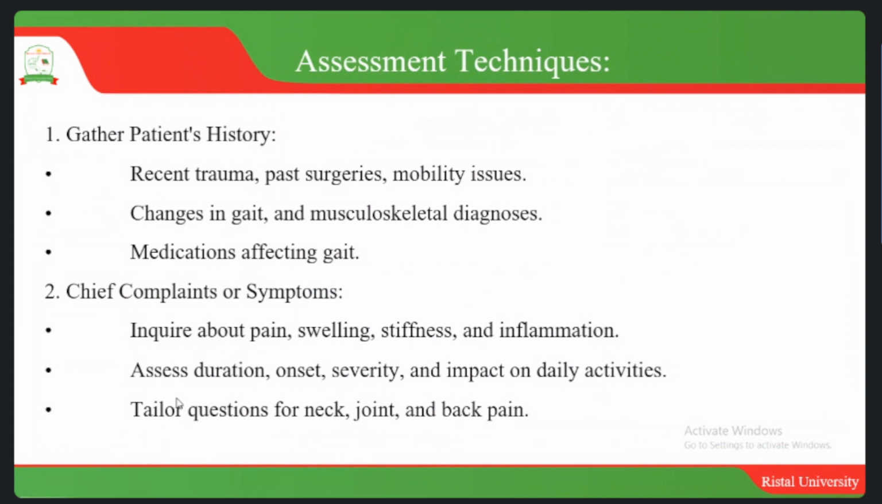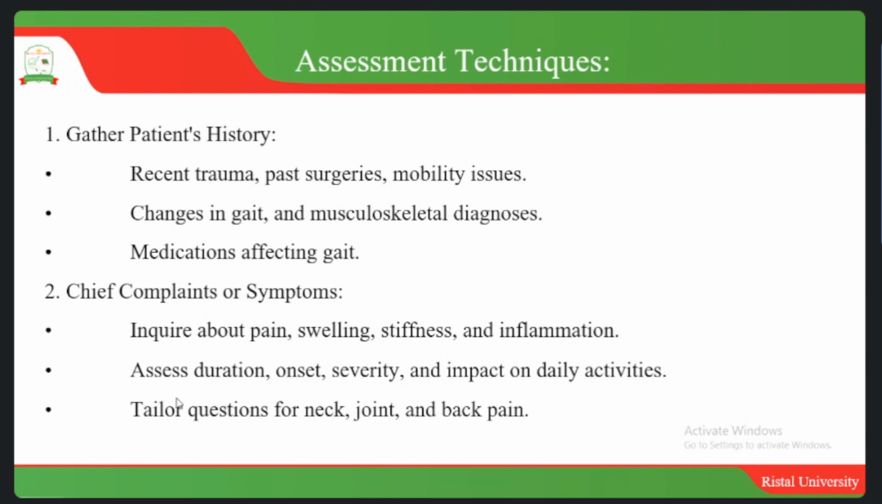The first thing you have to do is to gather the patient's history, and by doing this, you have to know whether the patient had a recent trauma. You need to know about the patient's past surgeries, then also mobility issues. You need to know whether your patient has ever had any issues in relation to his ability to move, to walk, and so forth. Changes in the gait of the patient, you need to understand by asking the patient whether he has been walking in such a posture or it has changed.